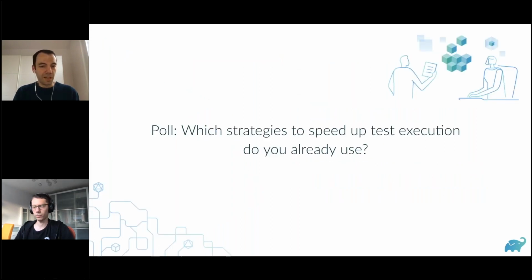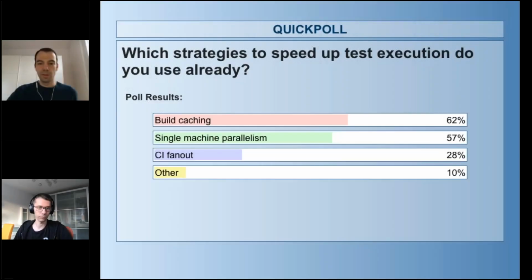So we would like to ask you the first poll of today. Which strategies to speed up test execution do you already use? Let me send that poll to you. There we are. So 62% of you use build caching. That's great, good to know. About 60% use single machine parallelism, so probably just parallel or max parallel forks. And about a third use CI Fanout already, so that's interesting. This seems to be a true problem for some of you, and you have actually taken steps to address that.